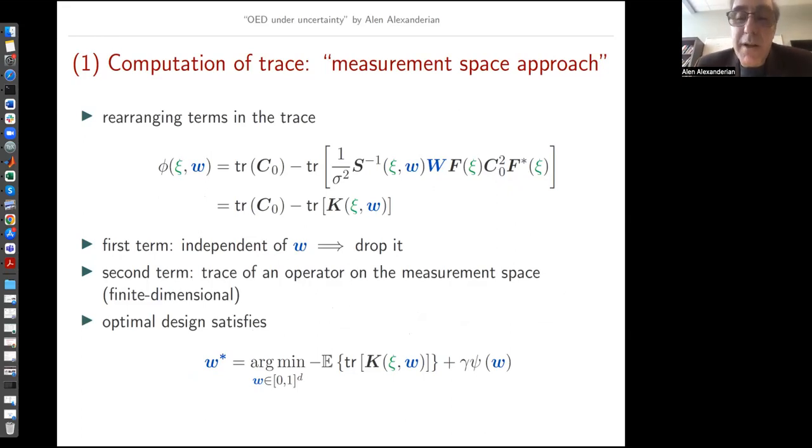Take notice that this operator is now a linear operator in the measurement space, so it has the same dimension as the measurement. So instead of optimizing the trace of an operator on the full discretized parameter space, by doing some linear algebra, with some care, you can reformulate it in this measurement space. So I can just estimate the trace directly, because it's not going to be a very high dimensional operator. Okay, so that's one problem structure that can be used.